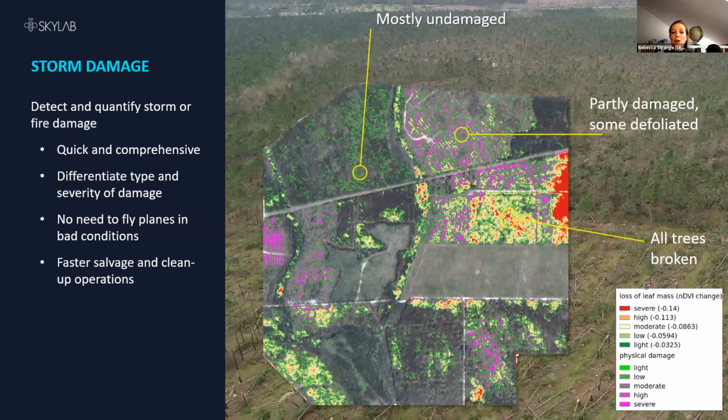Storm damage, obviously this gives a quick and comprehensive overview following any kind of storms or fires. And actually what was interesting about this particular project, which we didn't expect, was that we were able to differentiate the different types of damage as well. So areas where all the trees had lost their leaves, but they were still standing and would probably recover. And areas where the trees had been completely ripped out of the ground and were just lying uprooted.